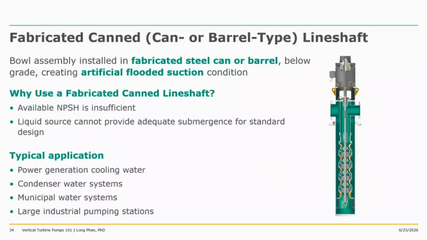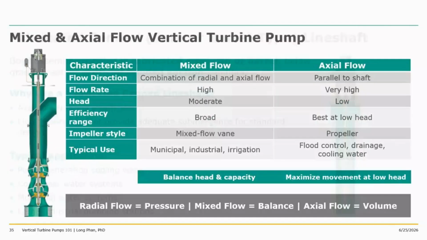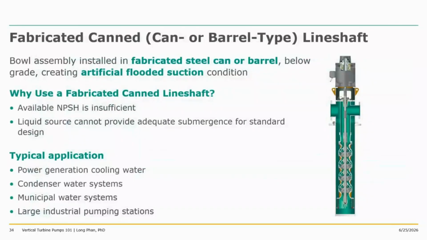The fabricated can turbine is used when you don't have sufficient available NPSH, right? These cans are designed to create an artificial flooded suction condition for the pump. So it will boost the available NPSH, the net positive suction head. And we use this can especially when the liquid source cannot provide adequate submersion for a standard design.